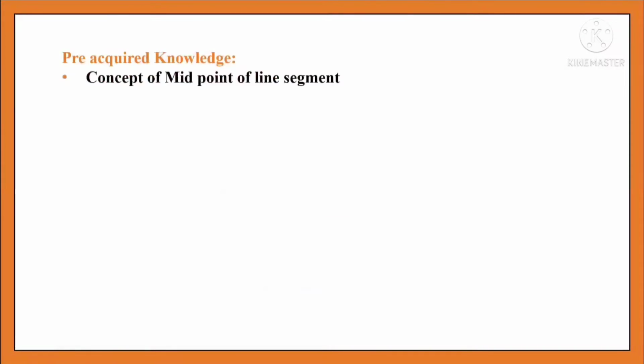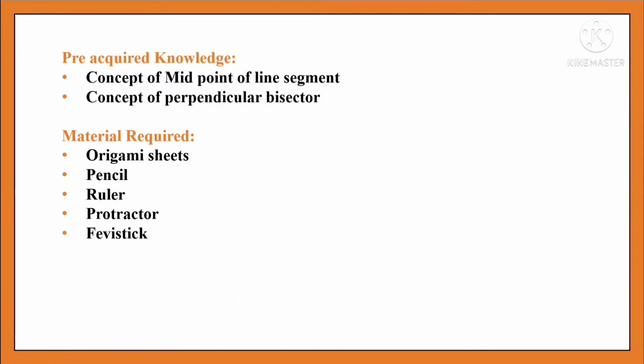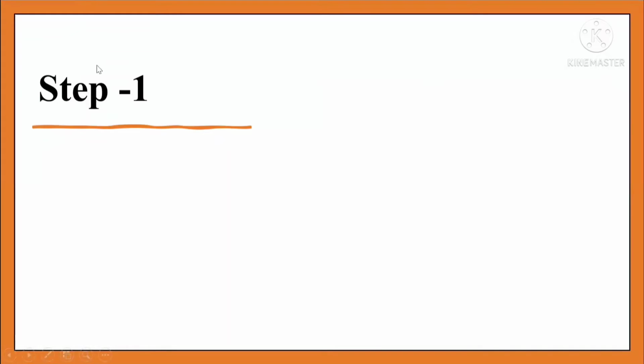The pre-acquired knowledge. We need to know about the concept of midpoint of a line segment, the concept of perpendicular bisector. The material required, we need the origami sheets, the pencil, ruler, protractor, fevistick, black sketch pen, and the scissors. So let us see the first step.